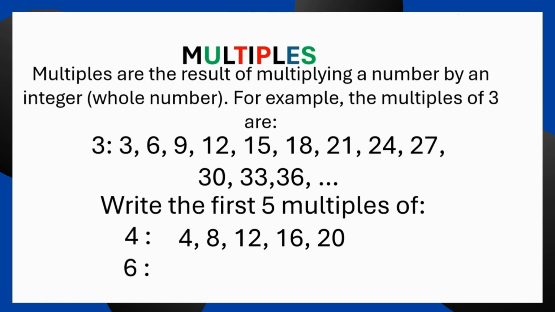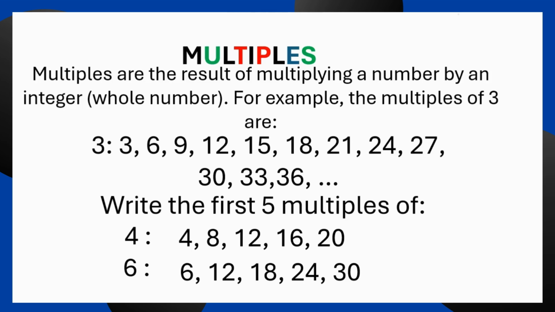Okay, so let's look at another one. The first 5 multiples of 6. So 6 times 1, 6. 6 times 2, that is 12. Times 3, 18. Times 4, 24. Times 5, 30. This is how to get multiples of any given number. And so, if you know your multiplication table very well, it will help you in finding multiples of a given number.